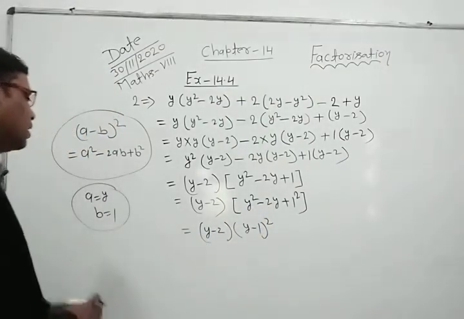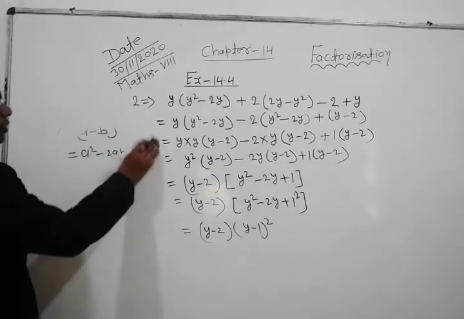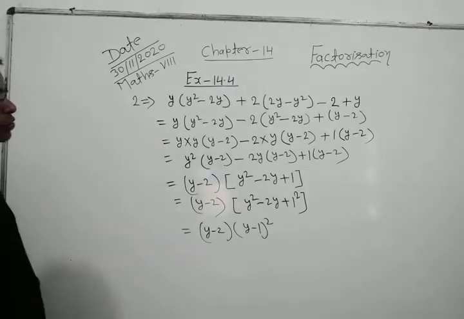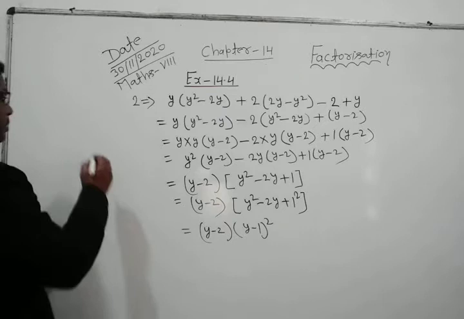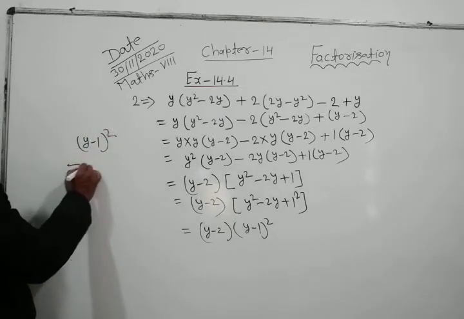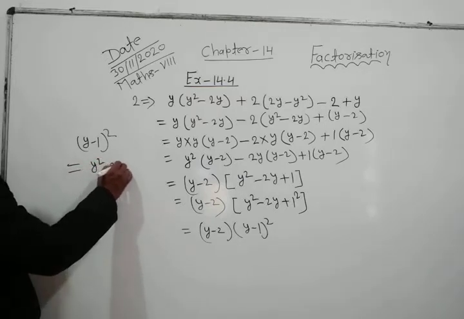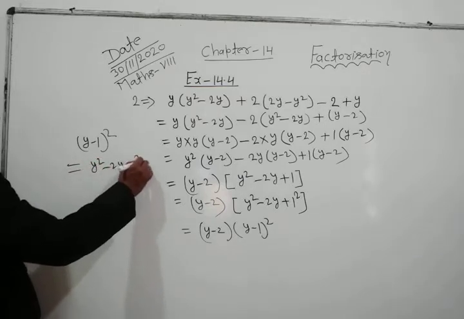When you expand the whole square of y minus 1, what do we obtain here? We obtain y square minus 2y plus 1. The whole square of y minus 1 is equal to what? This is equal to y square minus 2y plus 1, since 1 is the square of 1.